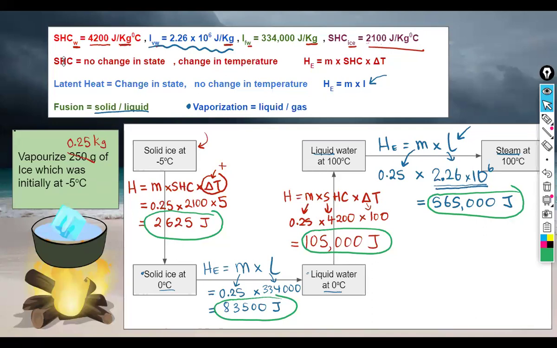I'm getting this. I hope I did it correct. My final answer, I got a nice little orange color here: 756,125 joules. All right, that is worth 8 or 9 marks. I think we had to work for that.